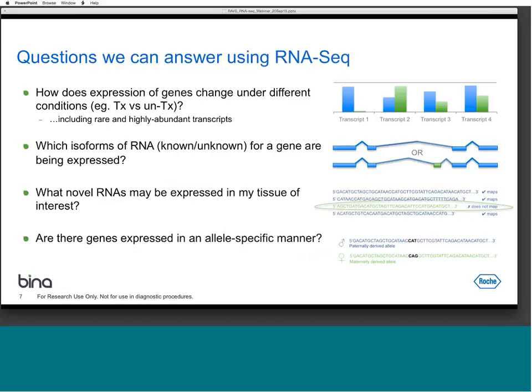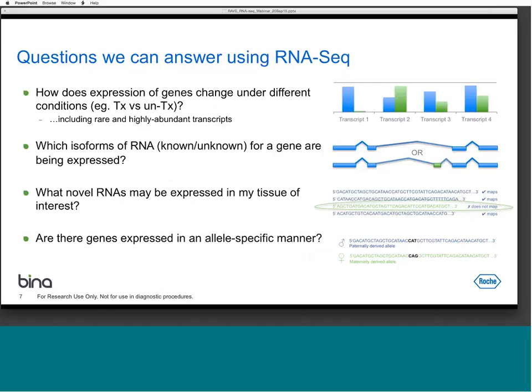What are the sorts of questions we can answer using RNA-Seq? Well, the most common question is to assess gene expression between multiple different conditions, typically a baseline and some sort of affected condition. So you can compare treated to untreated, wild type to mutated, or disease to normal. And you can assess the gene expression of both rare transcripts and highly abundant transcripts.